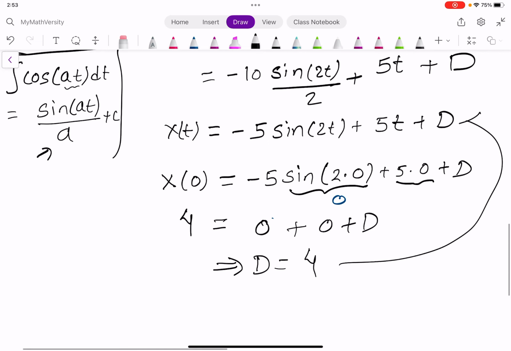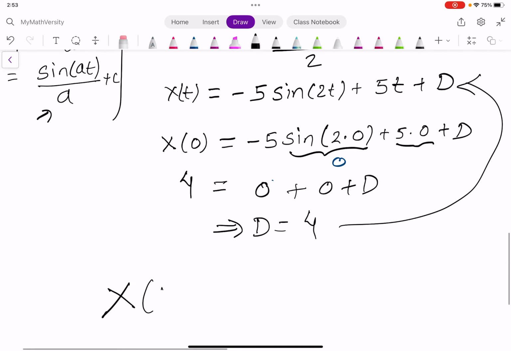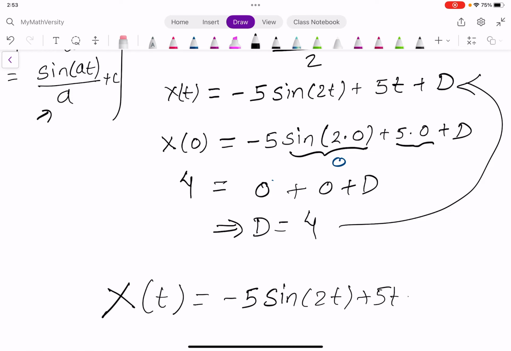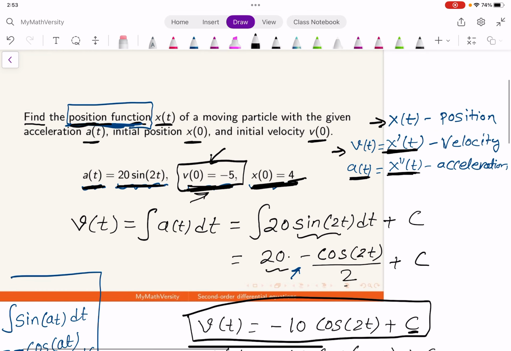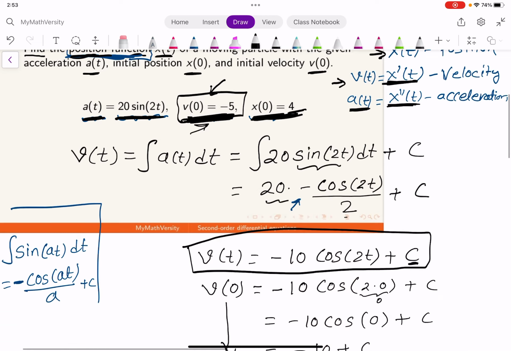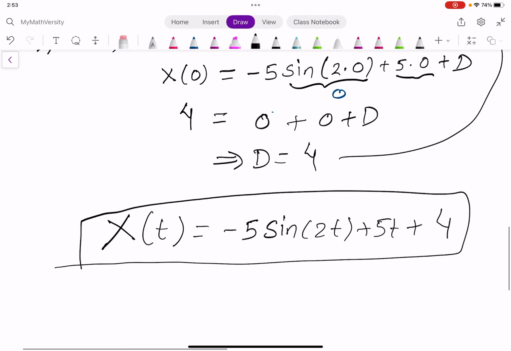Okay, then back to substitution here. Then we get x of t is equal to negative 5 sine of 2t plus 5t, and replacing d by 4, we get that as the required position function that satisfies all the given conditions. That means if you have the acceleration given as 20 times sine 2t, initial velocity is given as that, initial position is given as that, then our position will be negative 5 sine 2t plus 5t plus 4.